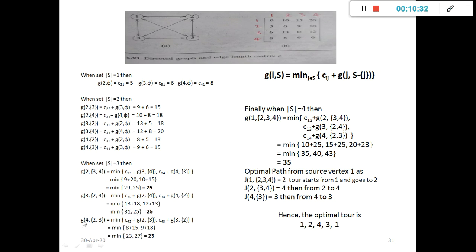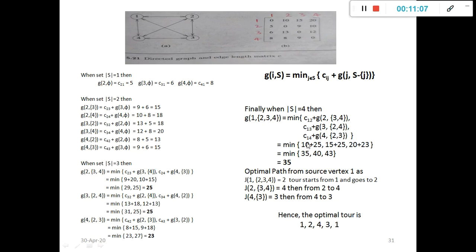Similarly, you have to calculate the values for (4,2) and (3), and you will get the minimum value as 23. Then finally you have to consider all 4 vertices, that is when the set size is 4, and find out the cost from the source vertex 1 to all the remaining vertices 2, 3, 4. It is the minimum of cost of (1,2) plus cost of (2,3,4), cost of (1,3) plus cost of (3,2,4), and cost of (1,4) plus cost of (4,2,3).